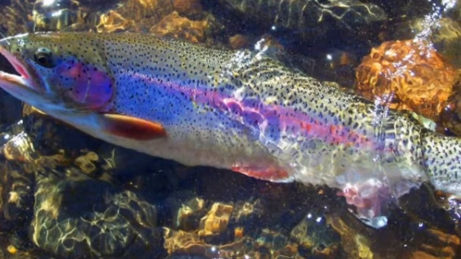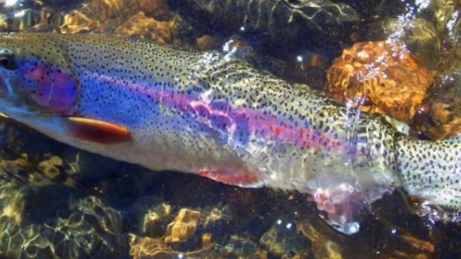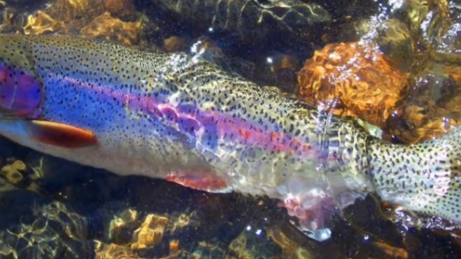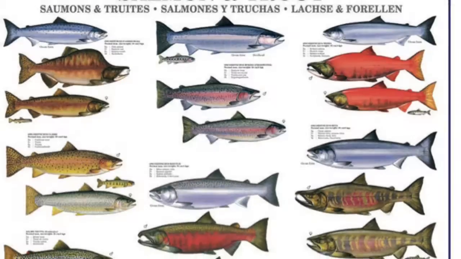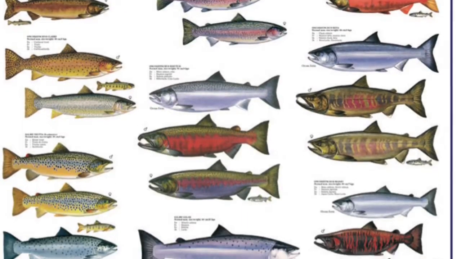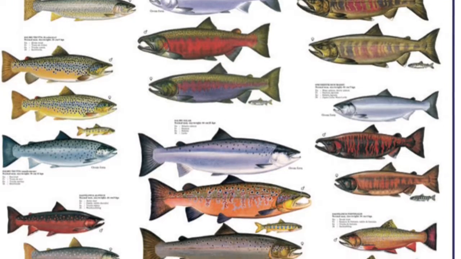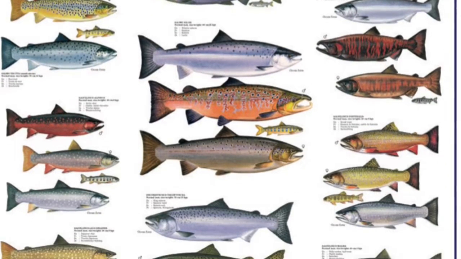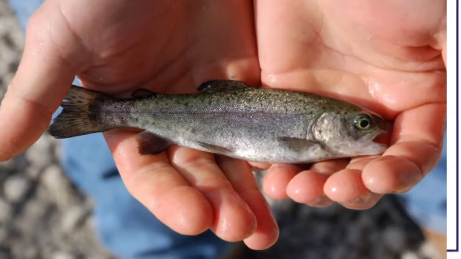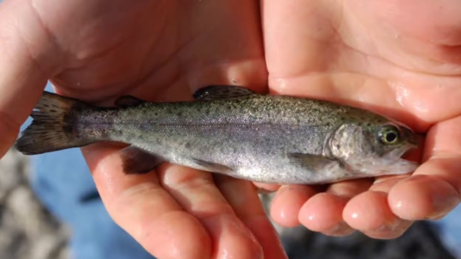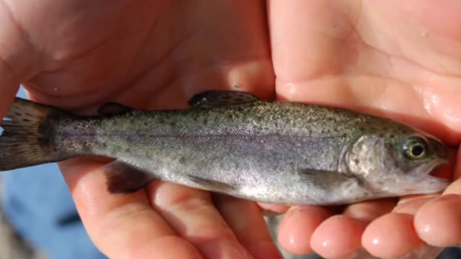The rainbow trout is an organism belonging to the kingdom Animalia and the phylum Chordata. More specifically, it is a freshwater fish belonging to the Salmonidae family. This includes other trout like brown and brook and, of course, salmon. Rainbow trout can vary in size from less than a pound up to over 20 pounds.